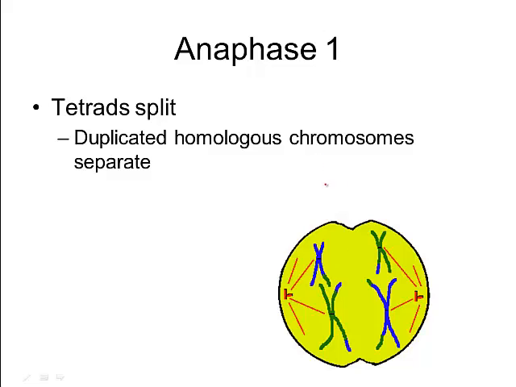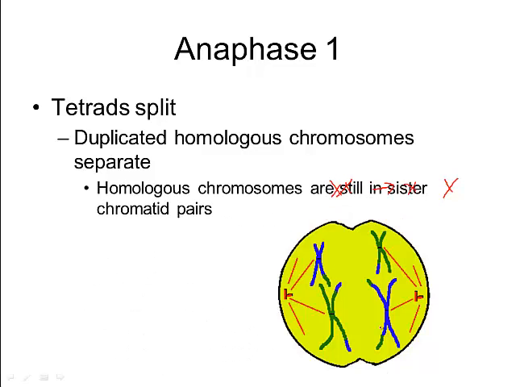So before they were together, kind of holding hands, right? And now we've taken them and we've made them two separate X's. And now they're going to be on separate sides of the cell, as you can see here. From here, remember, our homologous chromosomes are still in their sister chromatid pairs. So they're still in their duplicated form. They haven't been separated into their individual chromatids yet. And that's an important piece with this process of meiosis, because we're going to do a second round of division where we're going to get those down into their individual chromatids.